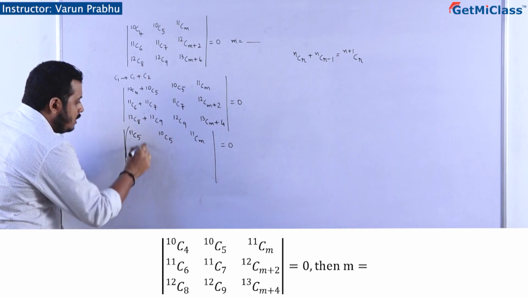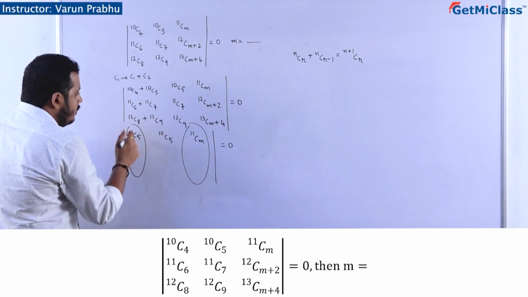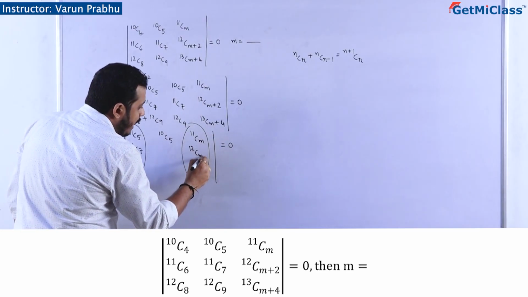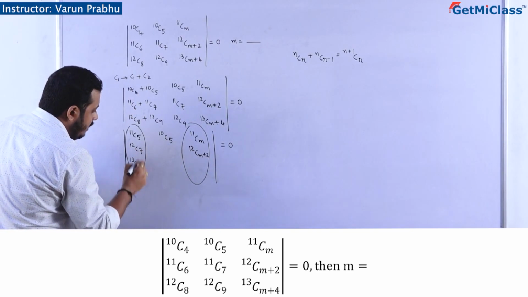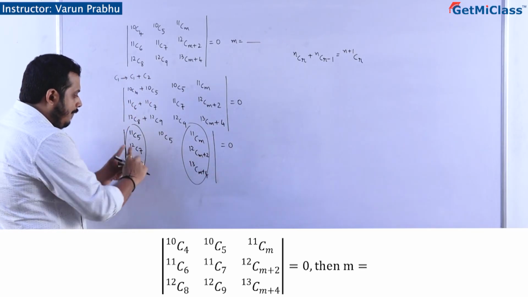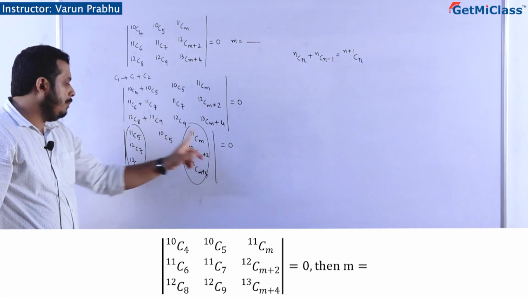identical. So this column and this column will become identical if you see carefully. Why? Because here also it will result in 12C7. This also will result in 12C(M+2). Is it not? This will result in 13C9 and this also will be 13C(M+4). So now, if any two rows or columns of a determinant are identical only, then the value of the determinant will become equal to 0.